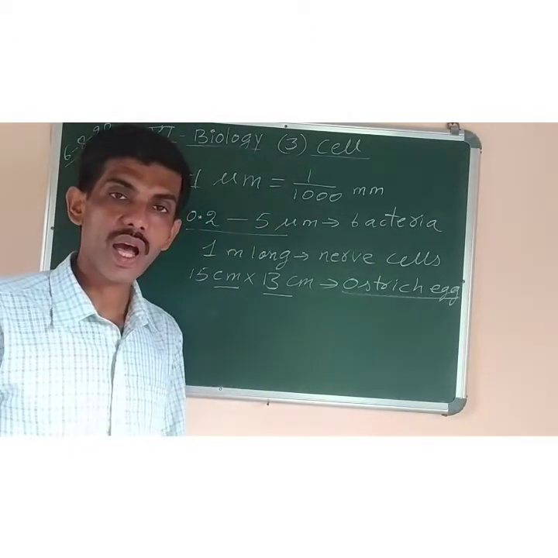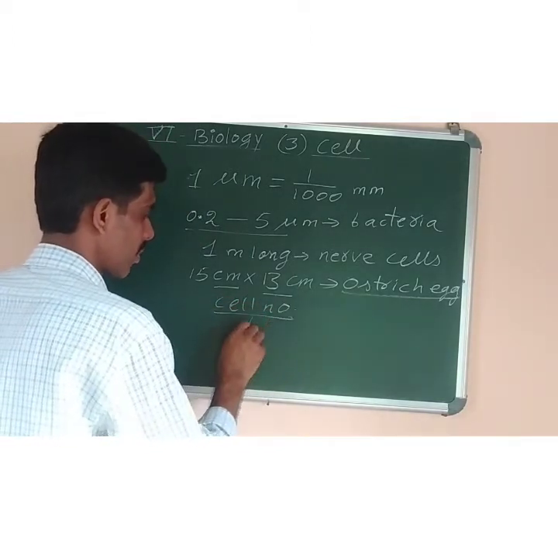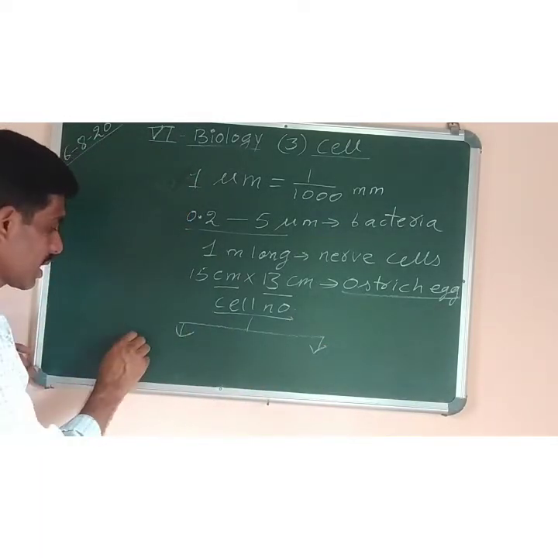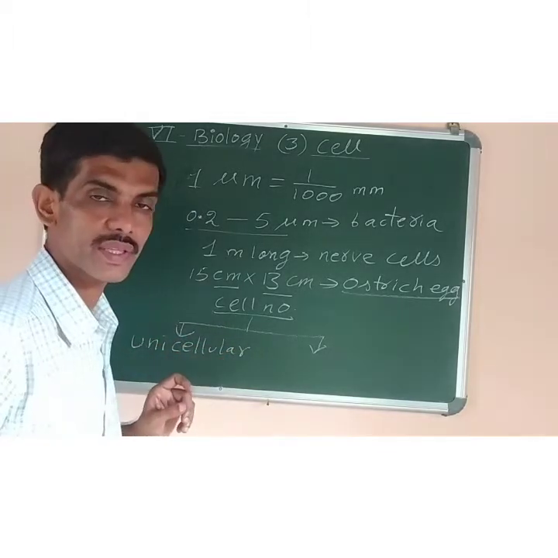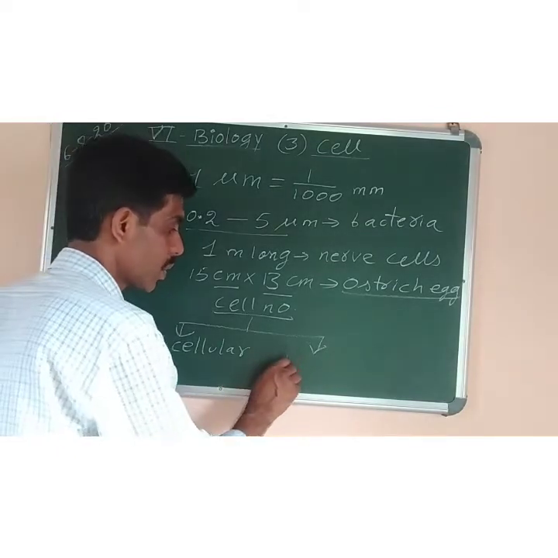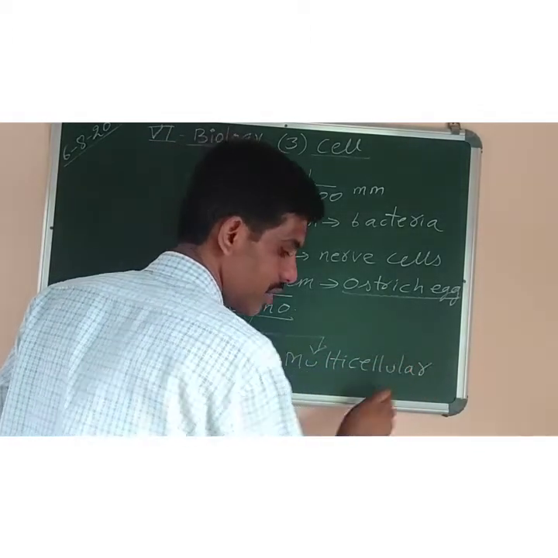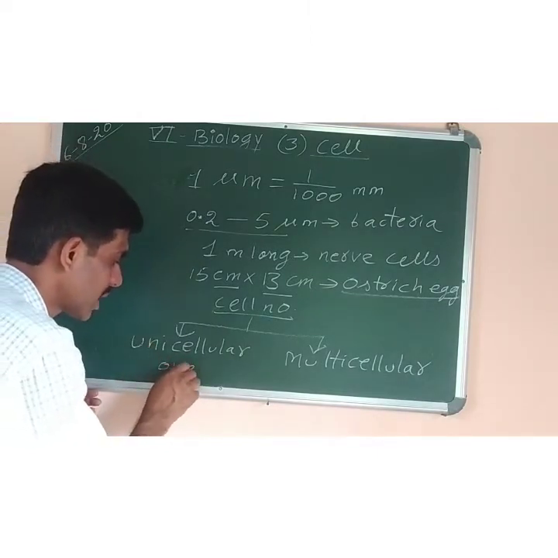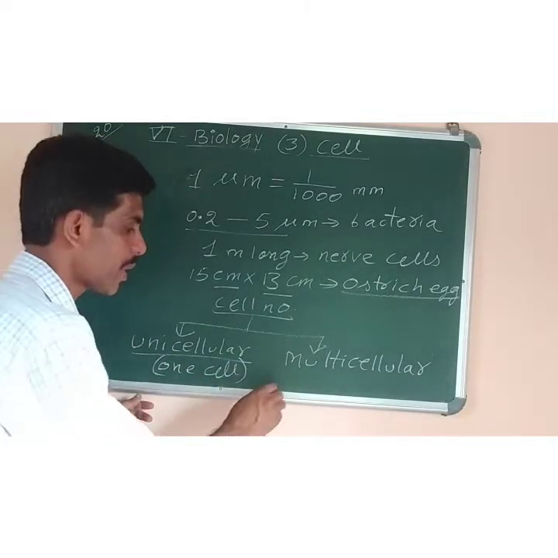So organisms are of 2 types based on cell number. There are some living things which are made up of only 1 cell. They are called unicellular. Whereas those living things which are made up of many cells, that is millions of cells, are known as multicellular. So what is the difference between unicellular and multicellular? Unicellular organisms are made up of 1 cell only. And multicellular organisms are made up of many cells.